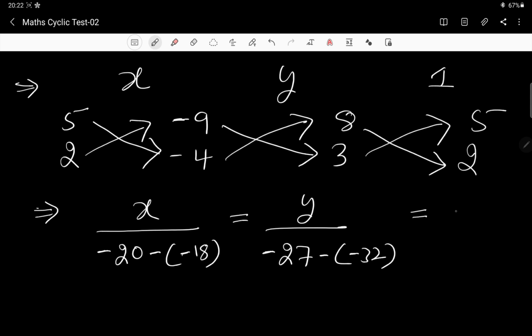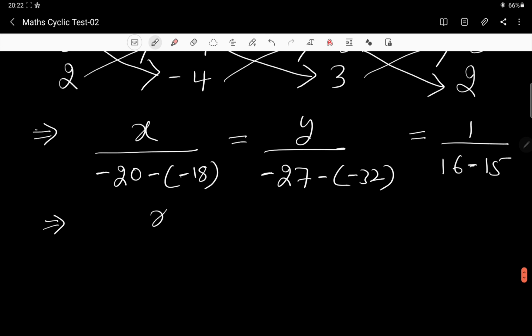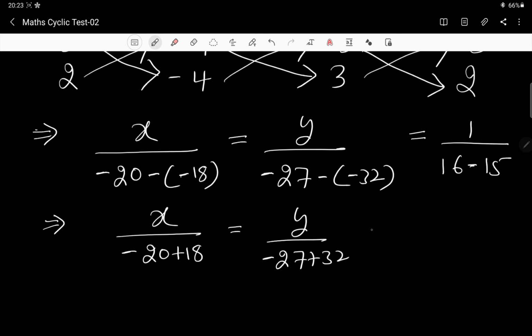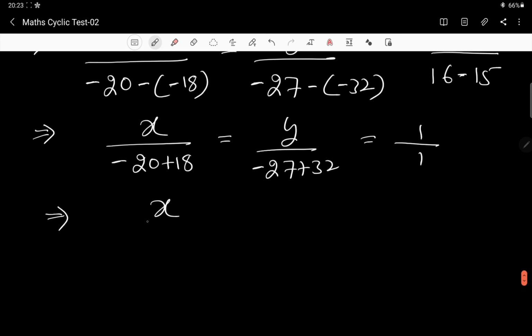That is equal to 1 divided by 8 into 2 is 16, minus 3 into 5 is 15. So then afterwards I'm going to get x divided by minus 20 plus 18, and that is equal to y divided by minus 27 plus 32, and that is equal to 1 divided by 1. So it becomes x divided by minus 2, equal to y divided by 5, equal to 1 divided by 1.